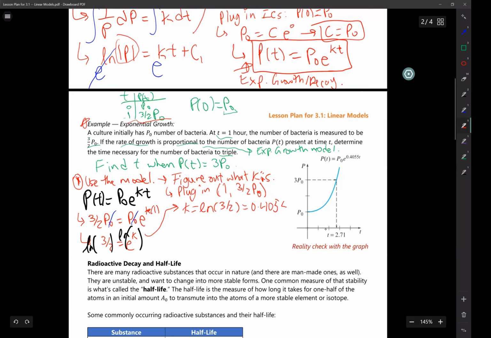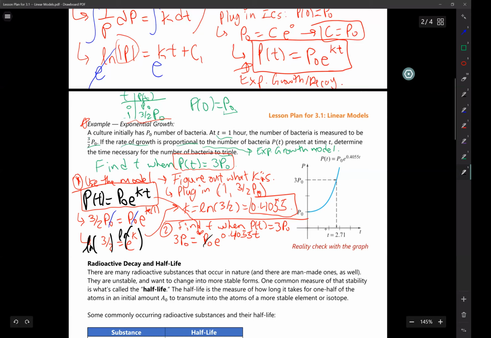So now that we know that, we can go to the second part of the problem. Let's figure out when is P of t equal to 3P naught? So find t when P of t equals 3P naught. You just plug into the formula. So 3P naught is equal to, again, this is our model, P naught e to the 0.4055 t. Those cancel, and you're left with 3 is equal to e to the 0.4055 t. And then you just do natural log.